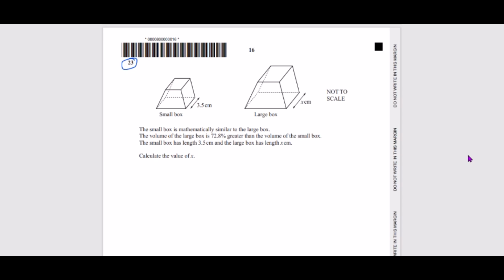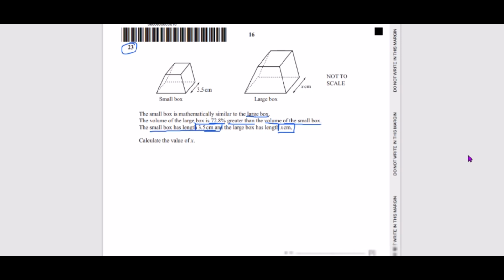Question number 23. The small box is mathematically similar to the large box. The volume of the large box is 72.8% greater than the volume of the small box. The small box has a length of 3.5 centimeters and the large box has a length of x centimeters. So calculate the value of x.